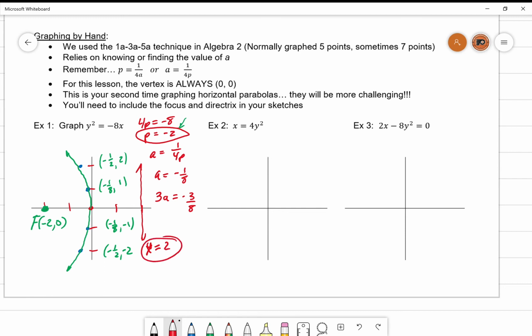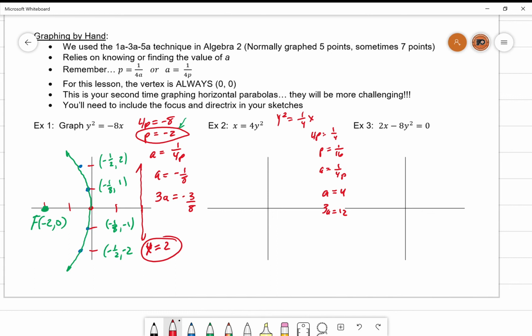All right, round 2. We're going to divide away that 4, and I get y squared is equal to 1/4 x. So we get our p value. 4p is equal to 1/4. That means p is equal to 1/8. Excuse me, 1/16. There's one mistake today. And our a is 1 over 4p, which ends up being 4. And that means 3a will be a whopping 12.